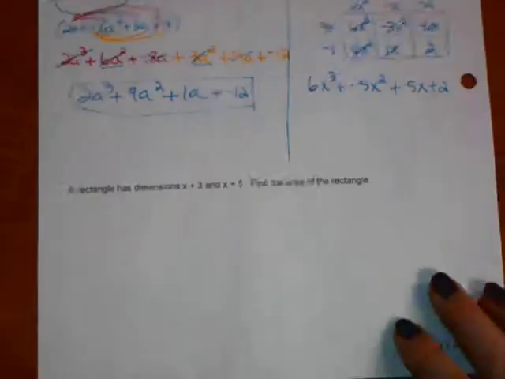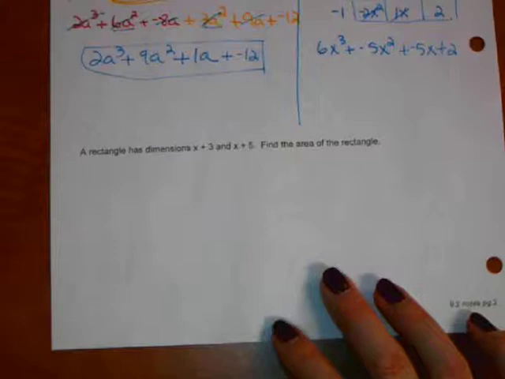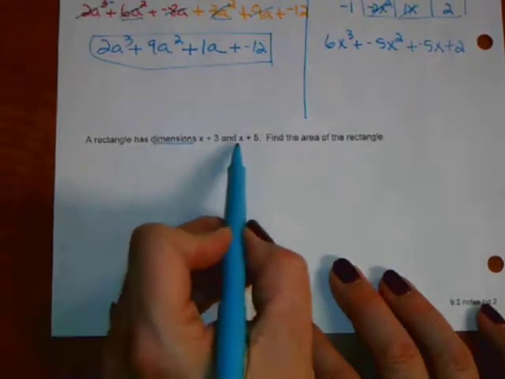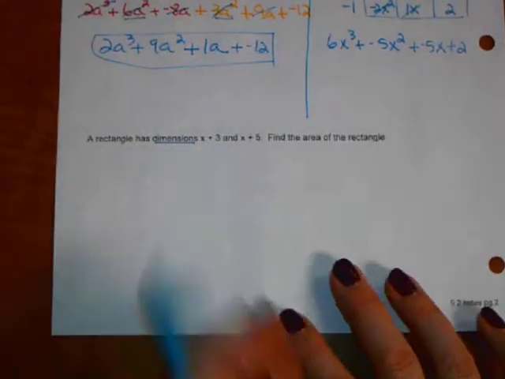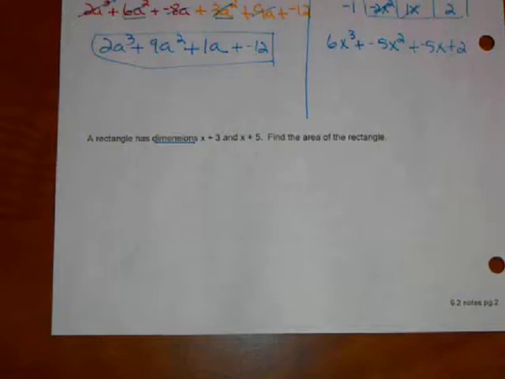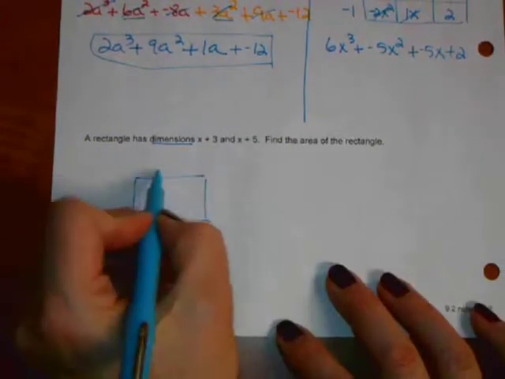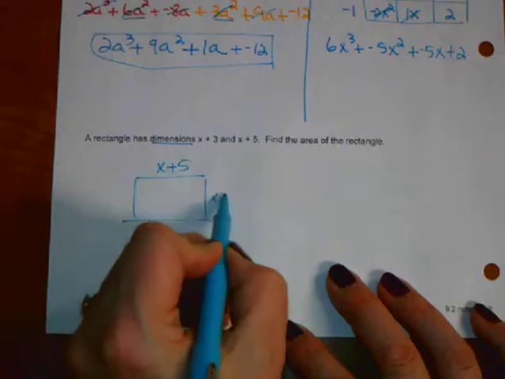Okay. I'm not going to do this whole problem. I'm just going to set it up. A rectangle has dimensions x plus 3 and x plus 5. What does dimensions mean? What are these they're giving us? The what and the what? Length and the width. So in the rectangle, they're giving us the length and the width.